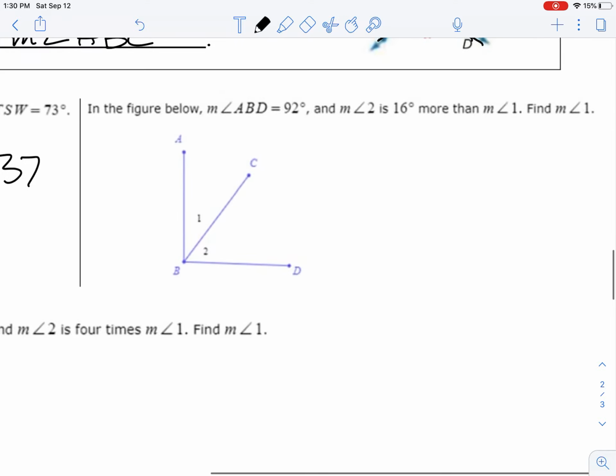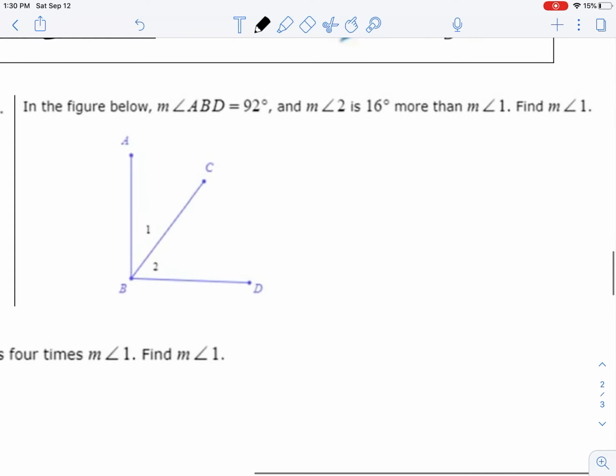That's pretty simple, but they do get a little bit more tricky. On the next one, it says, in the figure below, ABD, which is that whole thing, right? ABD is 92 degrees. Then it says measure of angle 2 is 16 more than the measure of angle 1. Well, it's 16 degrees more, but I don't know what measure of angle 1 is, so it's going to be kind of tough to find it.